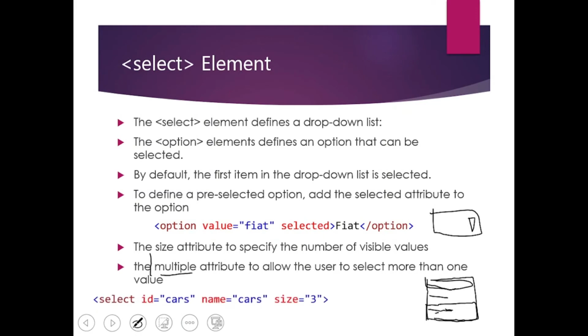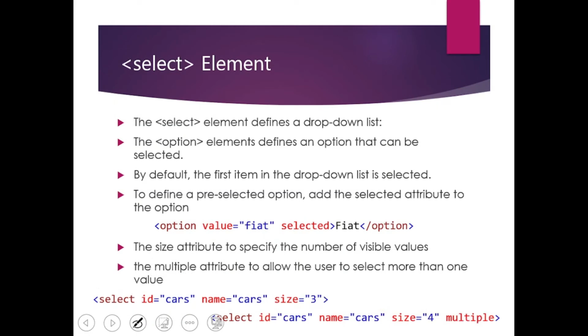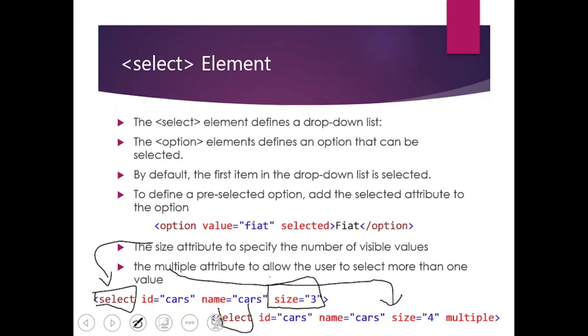We write it as select id is equal to cars, name is equal to cars and size is equal to 3. So we mention the size and write it with the select tag. And then you can mention the option values there as well. This is for the size, where you write the select tag and mention the size. But when you have to write it for multiple, it will be the select tag with multiple. You can combine multiple and size together as well.